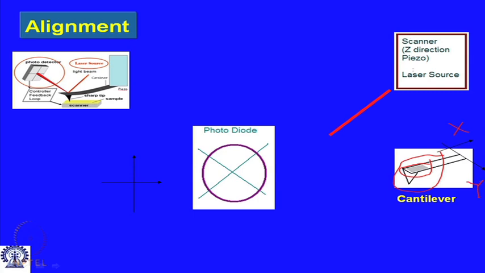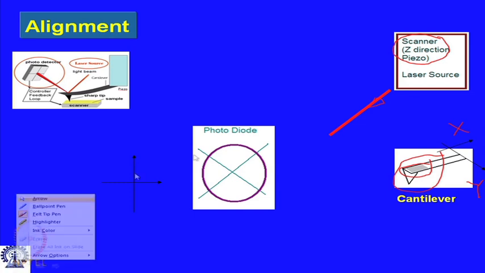You have a laser source from which the laser is coming. You have the scanner, it can be a z direction piezo or a piezoelectric scanner. We will see that it is no longer limited to a z direction piezo. Somewhere this cantilever is attached to the scanner, and the first thing you need to do as part of your approach sequence is as follows.